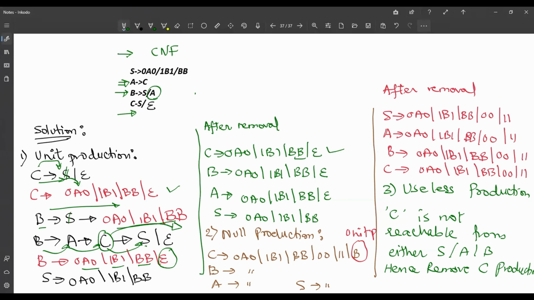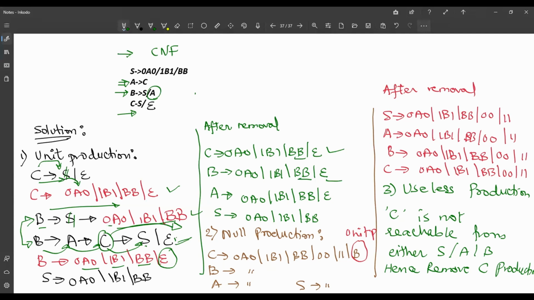Now B is producing S, so we will remove S here, and we will get the value of the production of B. Here we have two productions for B. One is producing the same value without epsilon, and the other is producing the same production with epsilon. After combining both, we will get the production of B as 0A0, 1B1, BB, and epsilon.